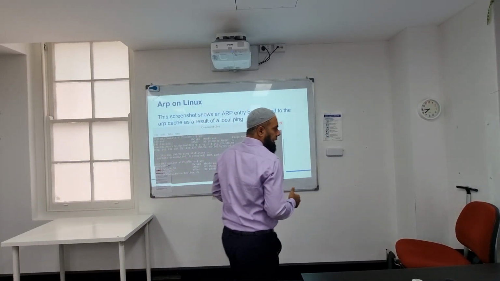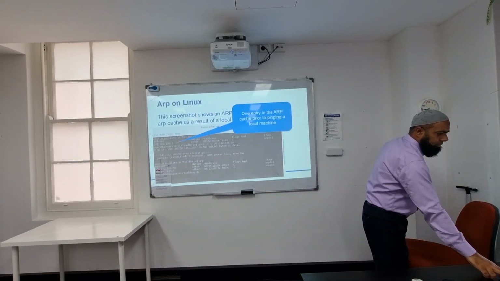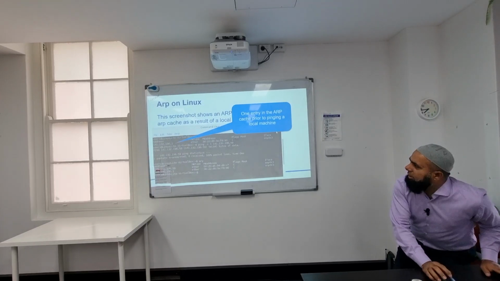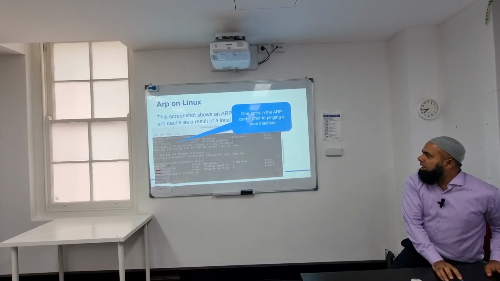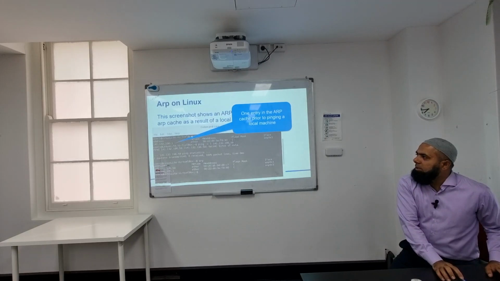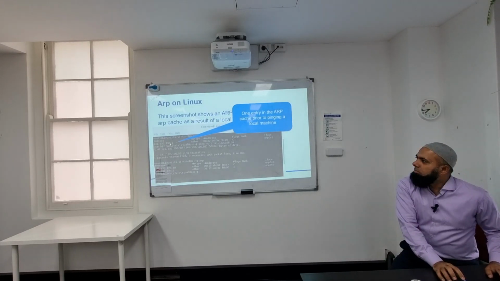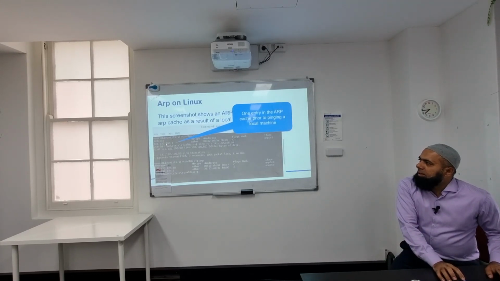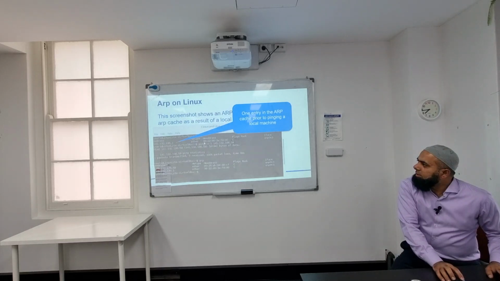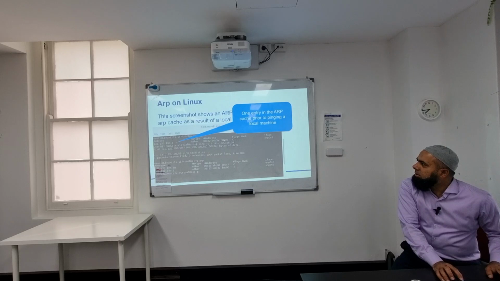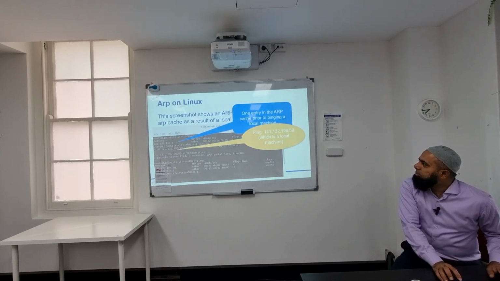So moving toward the next slide now. You can see from here, just to quickly recap, there was one entry in the ARP cache prior to pinging a local machine. That was the initial one, this IP address with this MAC address. Then pinging the 132.196.59 address results in a new entry in the ARP table.